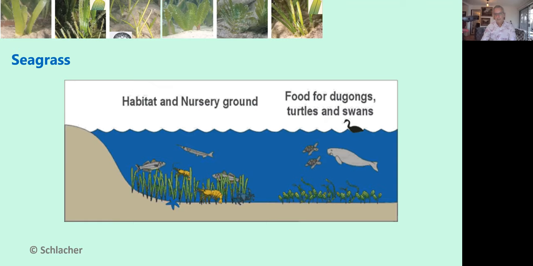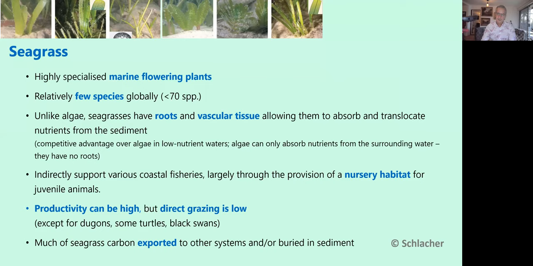The word maruccy is a slightly mangled Aboriginal term for marumbin, which is the word for seagrass, now for black swan, from the Moreton Bay area. So the cool thing about seagrass, you've got a few examples up here, is that it's the only marine flowering plant. They actually have flowers and produce reproductive organs in flowers underwater.